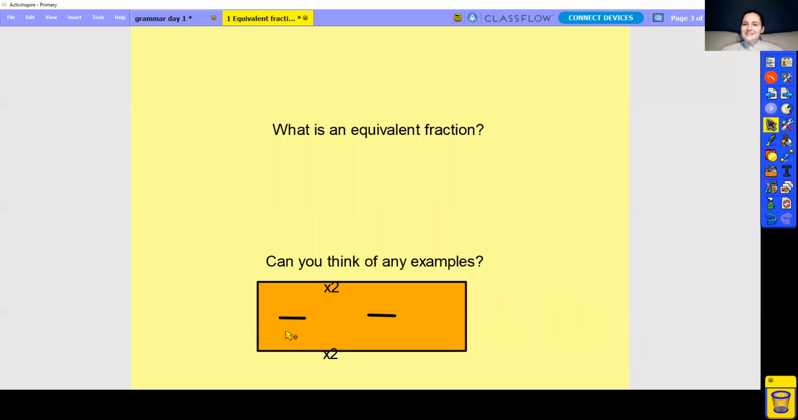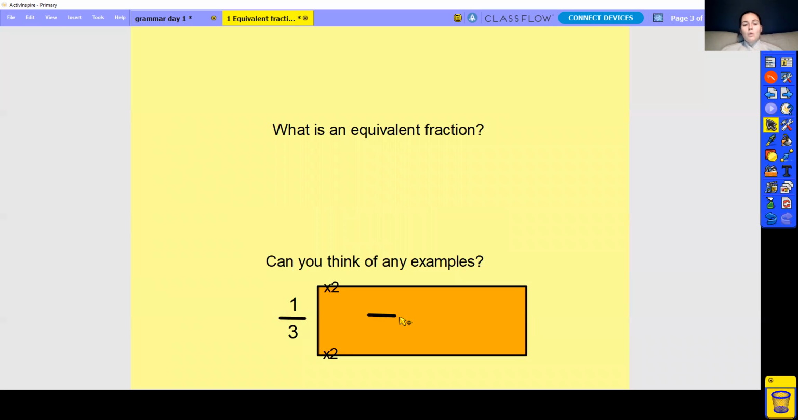So, what is an equivalent fraction? So an equivalent fraction, as we've just said, is when two fractions are equal to each other, okay? And we can use our times table facts to be able to check that. So if you think of any examples, I've written one here. So I've got 1/3. Now 1/3 is my fraction, then I was finding a fraction that was equivalent to it.